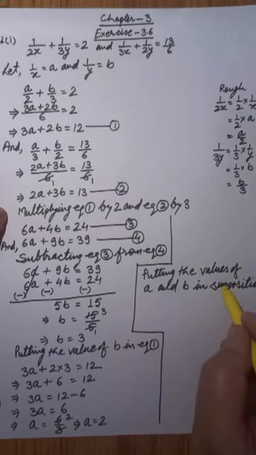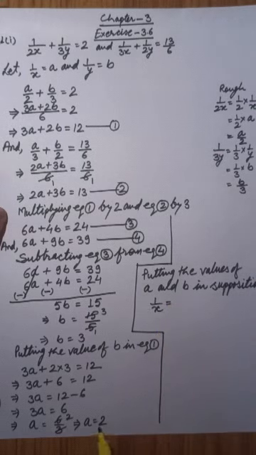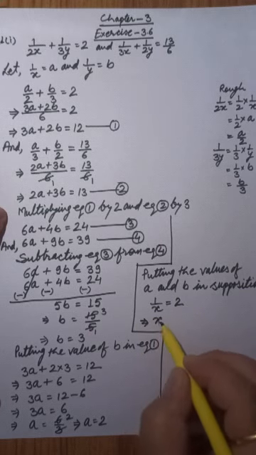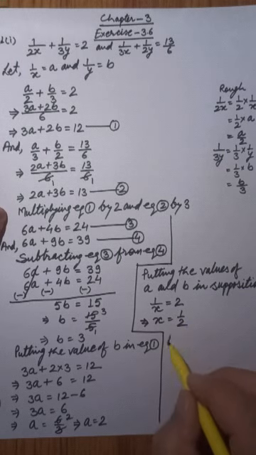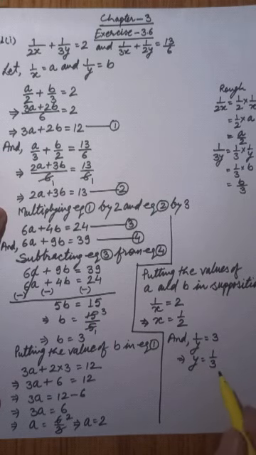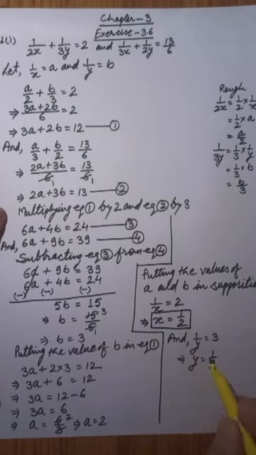What was the supposition? The supposition was 1 upon x is equal to a, and the value of a is 2. By reciprocating both sides, we get x equal to 1 upon 2. The other supposition was 1 upon y is equal to b, and the value of b is 3. So y is equal to 1 upon 3 by reciprocating both sides. So here we get the value of x as 1 upon 2 and the value of y as 1 upon 3.